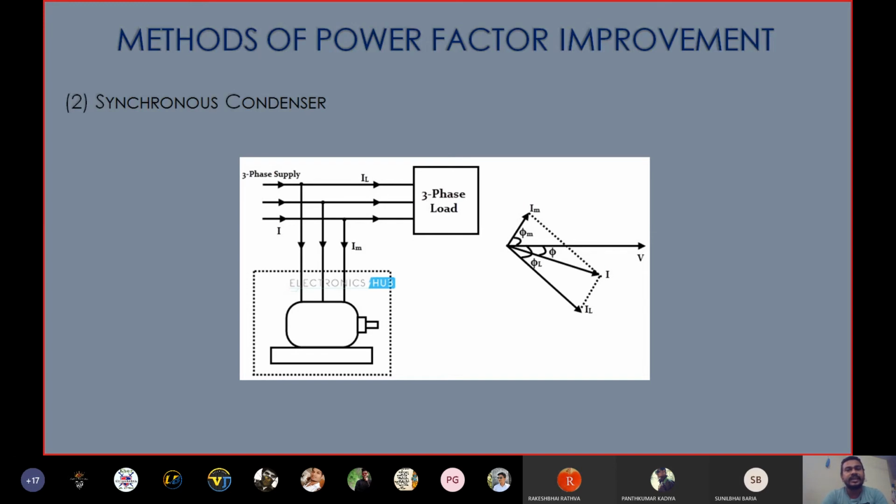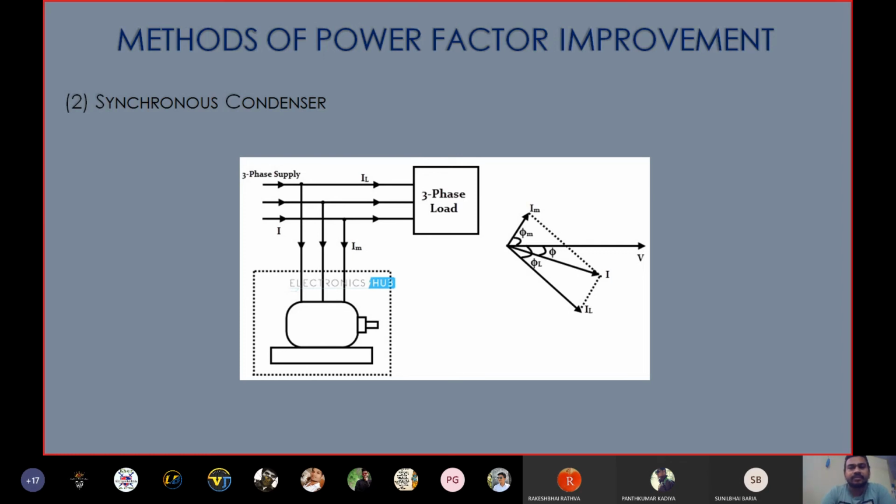Okay, so it is connected in between load and source. When a three-phase load is connected to the source, the synchronous motor is connected to improve the power factor. Here, if we see this vector, this is the voltage vector, and this IL is the load current that is taken by the load. This IL lags behind the voltage by phi L angle, that means it lags behind the voltage by a large angle.